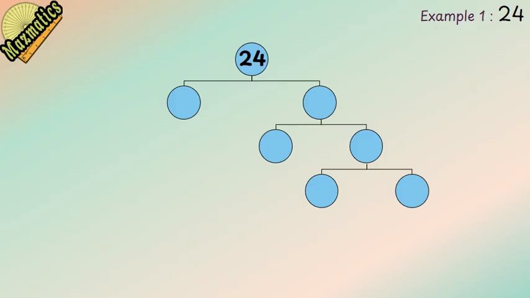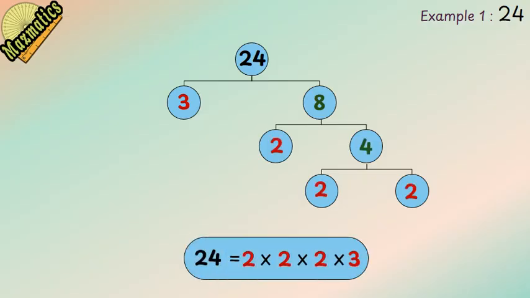Even if you start differently, 24 is equal to 3 multiplied by 8, you still get 24 is equal to 2 multiplied by 2 multiplied by 2 multiplied by 3. No matter how you start, you always get the same prime factors.